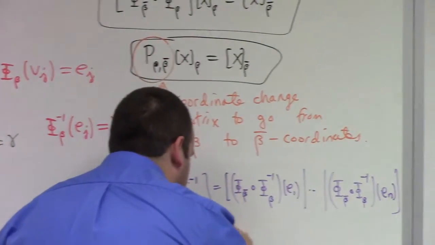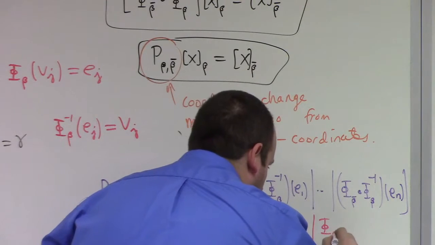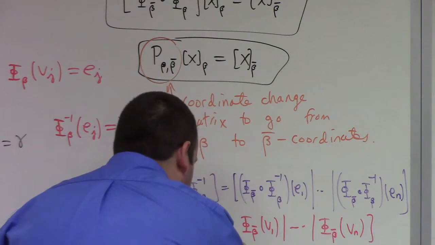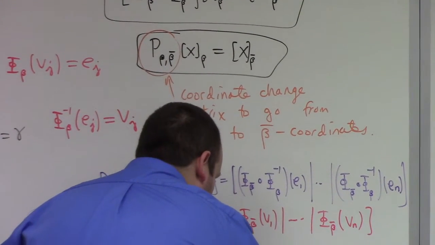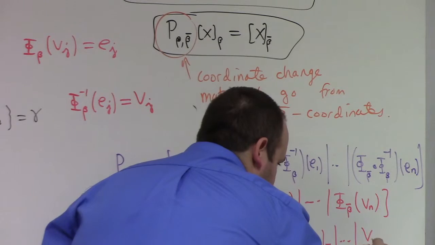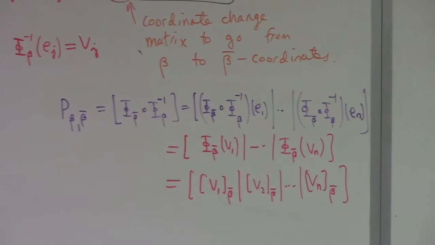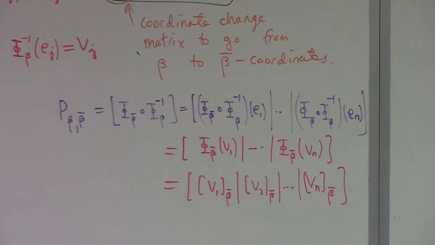So when you do these compositions, what you've got is phi beta bar of V1, through phi beta bar of Vn. In other words, the coordinate change matrix is the beta bar coordinates of V1, and then the beta bar coordinates of V2, and so forth, the beta bar coordinates of the nth thing in the beta basis. That's a formula which is often presented in other textbooks as the change of basis matrix formula. To find the change of basis matrix, this P beta beta bar, you calculate the coordinates of your original basis in the new basis, and you do that for each one in succession to concatenate those coordinate vectors. That's how you change coordinates, by this formula right here.